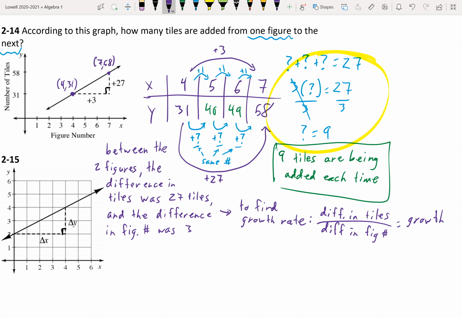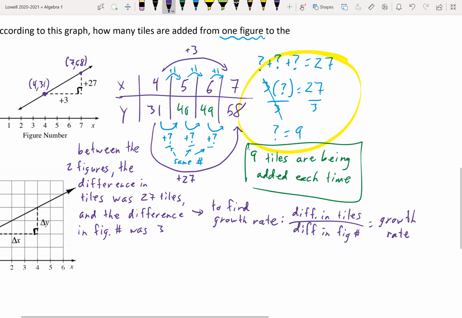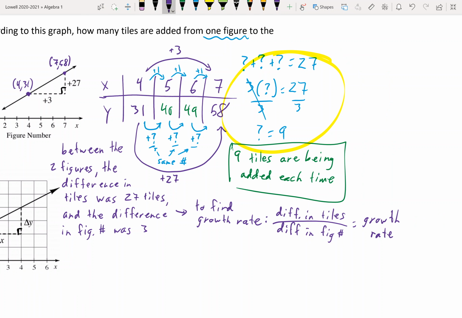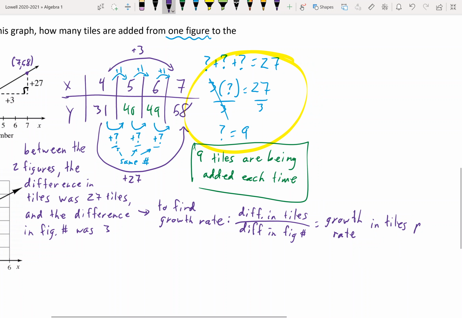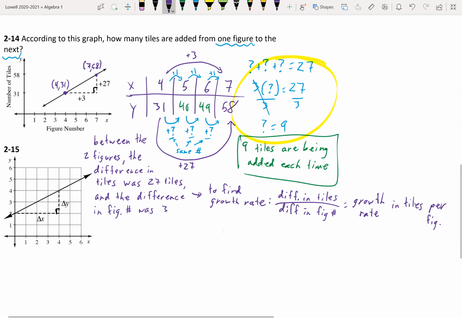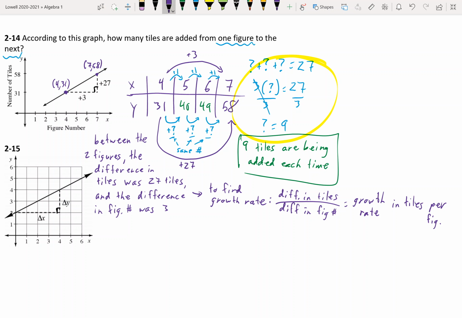Equals the growth rate. And if we were to think of it in units, it would be in tiles per figure. But let's not worry about that quite right now. And so algebraically, we could show that is the difference in the y value. That's what this triangle y stands for.